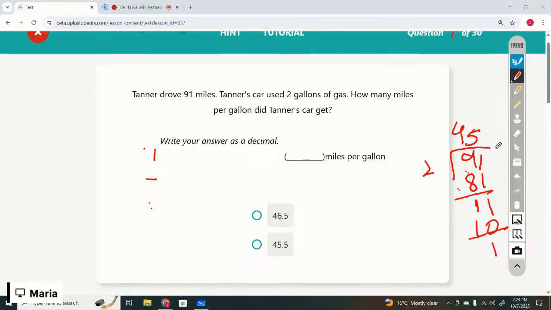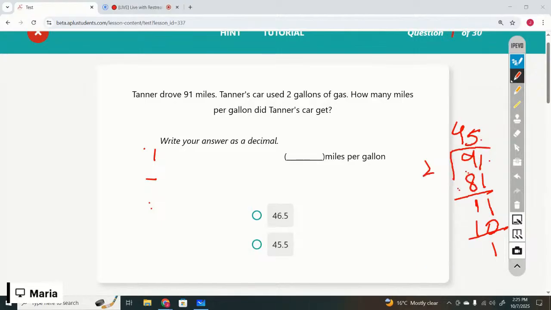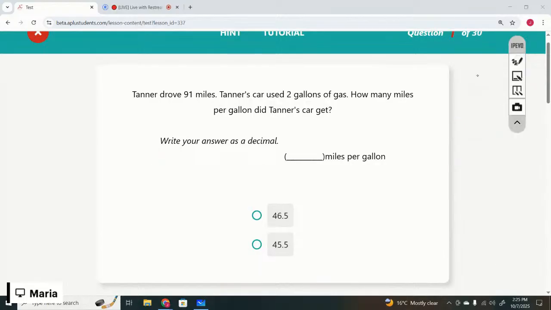We have 1 here, but we don't have any other digit over here. So add a decimal point over here and over here also, and a 0 over here. So we can go for 2 times 5 is 10. So the correct option is 45.5. Option number 2 is the correct option.